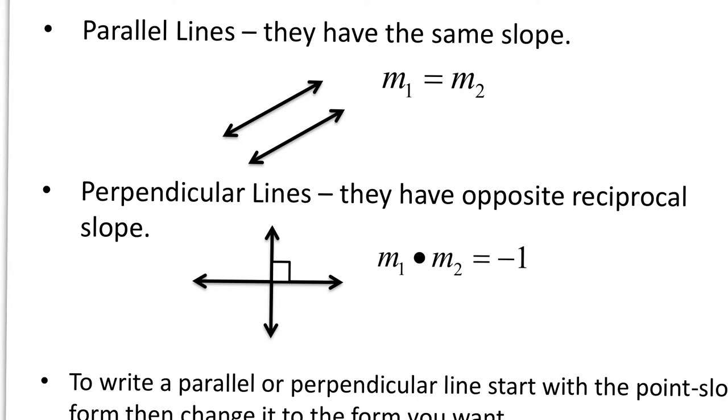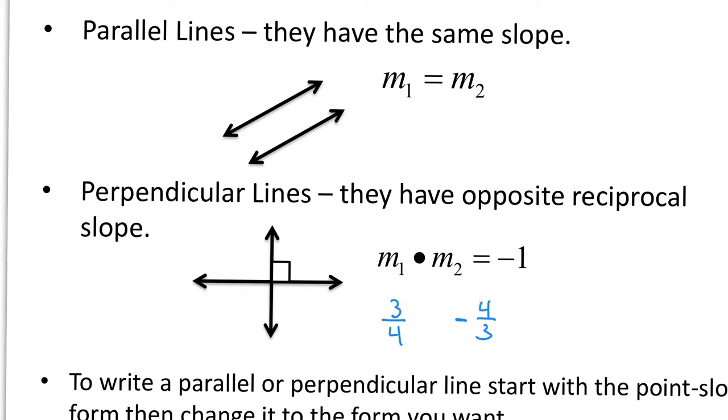If you have a fraction, 3/4, the opposite of a positive 3/4 is a negative, and the reciprocal is when you switch the numbers: the bottom goes to the top and the top goes to the bottom. So the reciprocal is 4/3. So this fraction has the opposite sign, positive to negative, and the reciprocal: the 3 went to the bottom and the 4 went to the top.